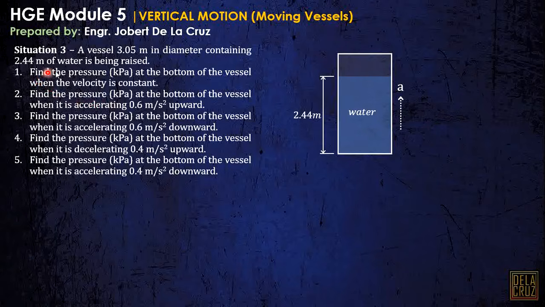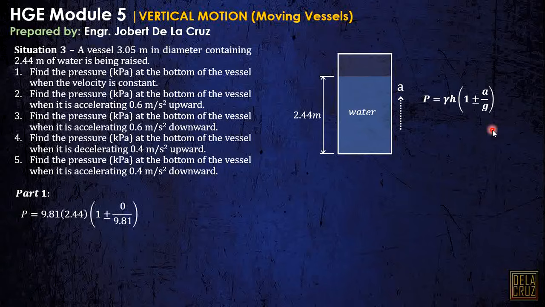So, for number 1, find the pressure at the bottom of the vessel when the velocity is constant. Okay, so ano yung formula? Di ba ito yon? Pag may acceleration, plus or minus. So when the velocity is constant, the acceleration is 0. Therefore, our solution here is gamma times h times the constant here, or factor natin. Take note that acceleration when the velocity is constant, that should be 0. And that is the answer.